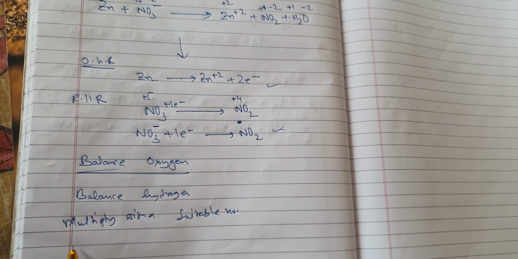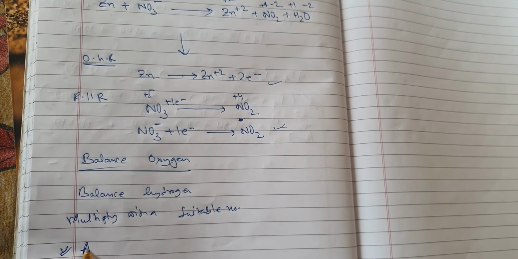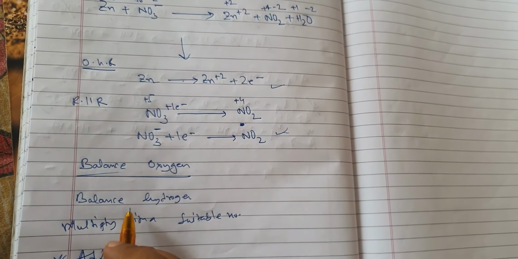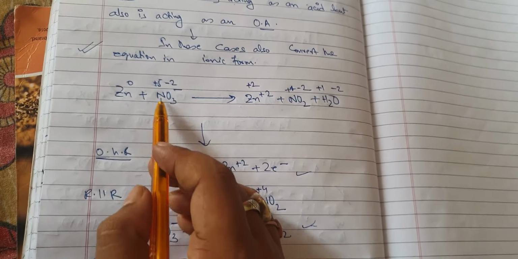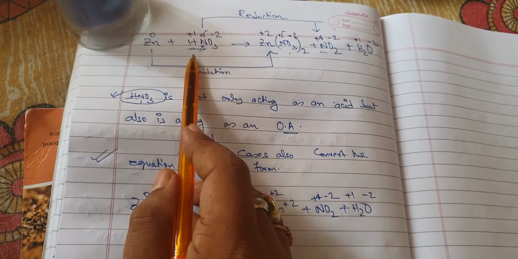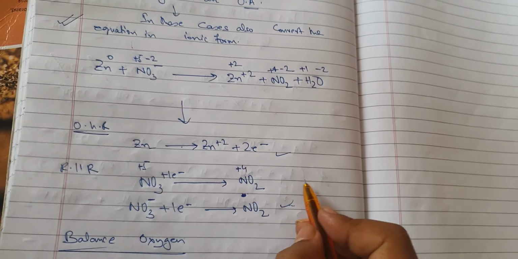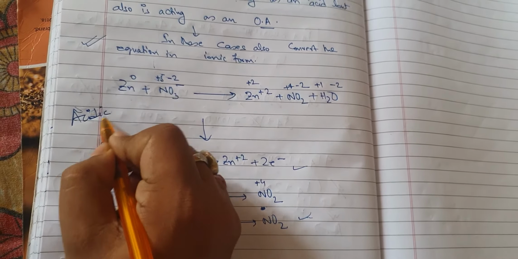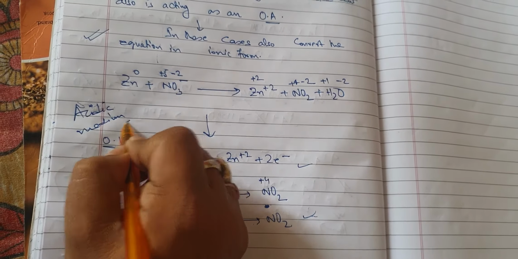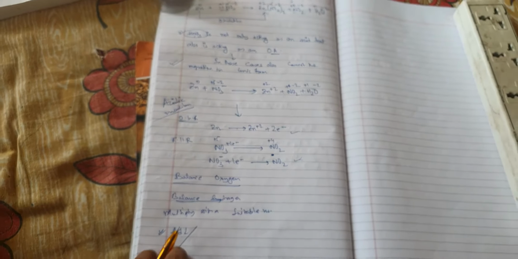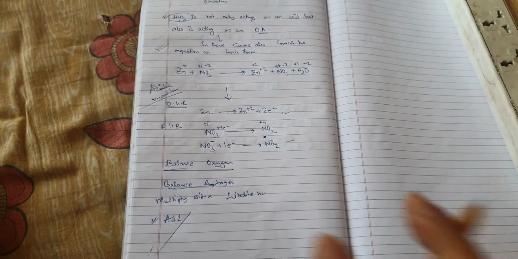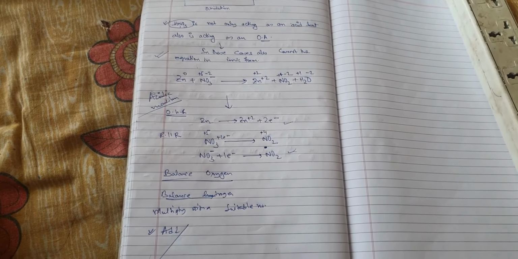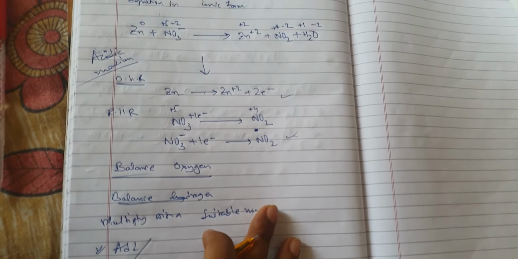And the next step is to add H plus. When you balance hydrogen, it is in which medium? You can clearly see HNO3 is reacting, so it is in acidic medium. So keep in mind that when balancing hydrogen here, it is in acidic medium. I hope you can do this very well, and I hope you have understood up to this much.